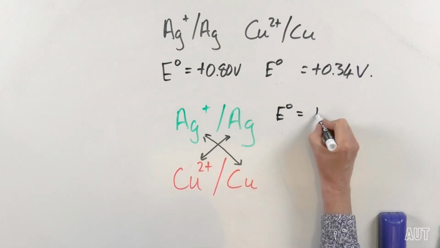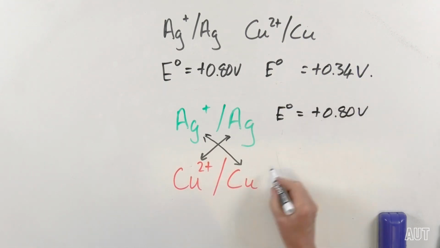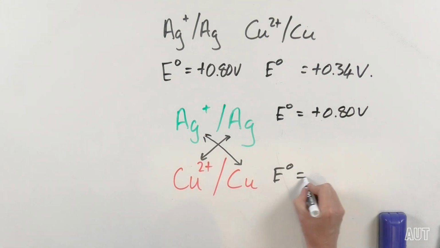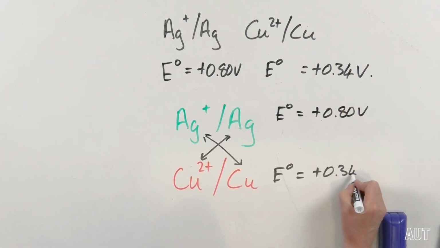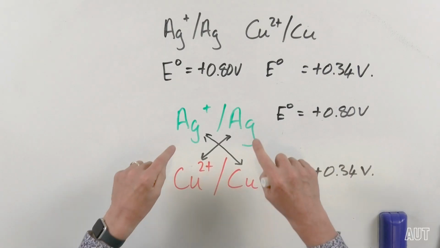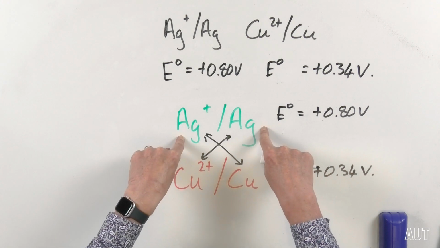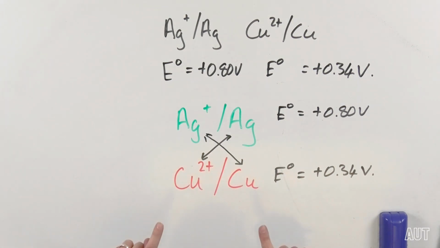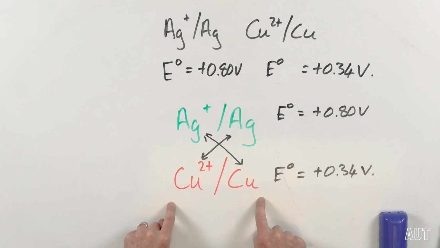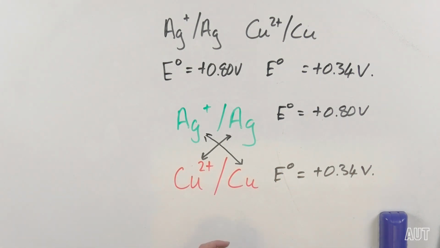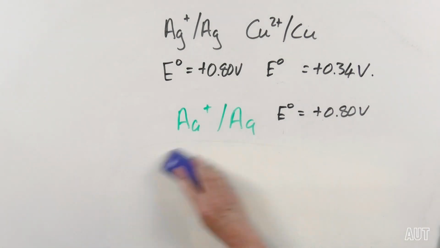E-naught is equal to plus 0.8 volts for silver, and in this case, E-naught is equal to plus 0.34 volts for copper. Okay, so what we're going to do is set up two imaginary electrochemical cells, one in which this is going to be the right-hand electrode, and the other in which this is going to be the right-hand electrode. Let's set them both up and see what answer we get when we do that.